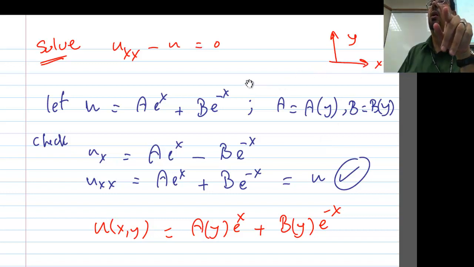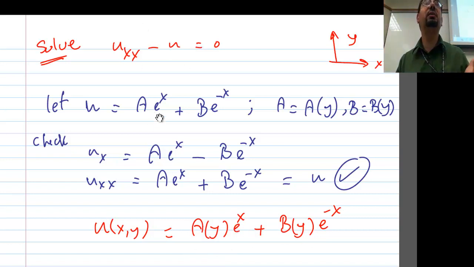Alright, so let's look again at what we did. Solving this partial differential equation, although the derivative is only in x, it's still a partial differential equation because the solution is a function of x and y. This is as if we solve it as if it was an ordinary differential equation. This is the way you treat an ordinary differential equation.